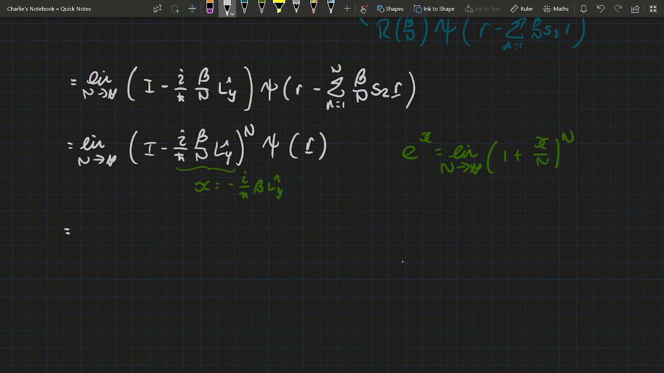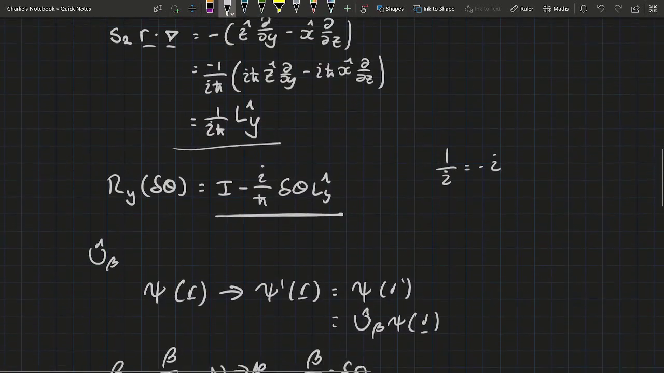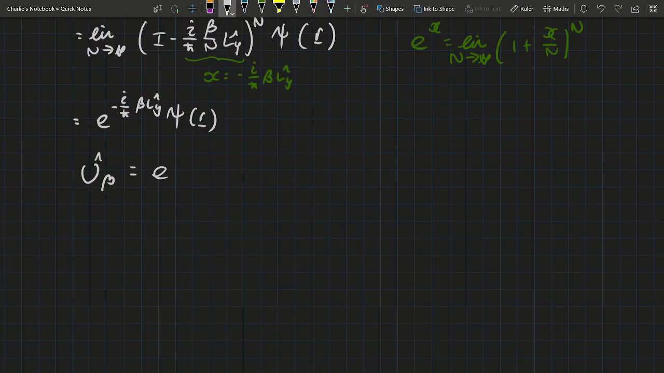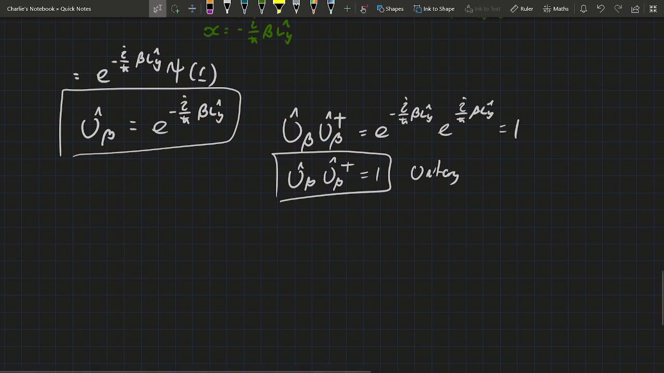Thus, we can write this as e to the minus i over ħ β L_y hat acting on the wave function ψ(r). This is the exact same form as our predefined operator U(β) that we wanted to find earlier, and so we can say that U(β) is equal to e to the minus i over ħ β L_y hat. We also know that U(β) is unitary because U(β) dagger times U(β) is equal to e to the minus i over ħ β L_y hat times e to the i over ħ β L_y hat, which is simply equal to 1. So U(β) is unitary. And I will box our operator here.